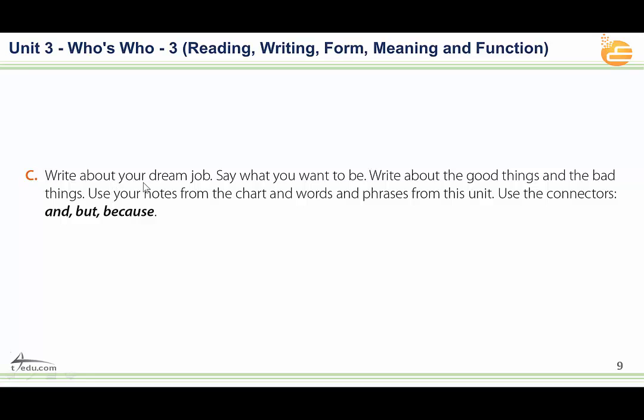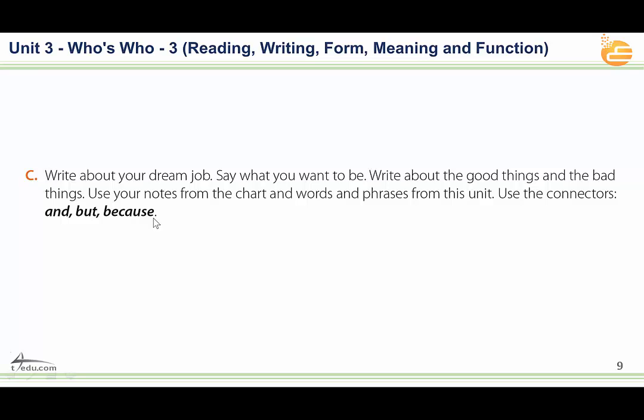C, write about your dream job. Say what you want to be. Write about the good things and the bad things. Use your notes from the chart and words and phrases from this unit. Use the connectors and, but, and because.